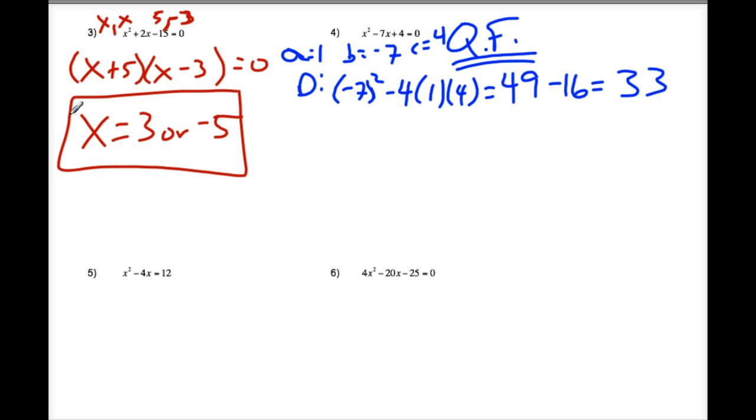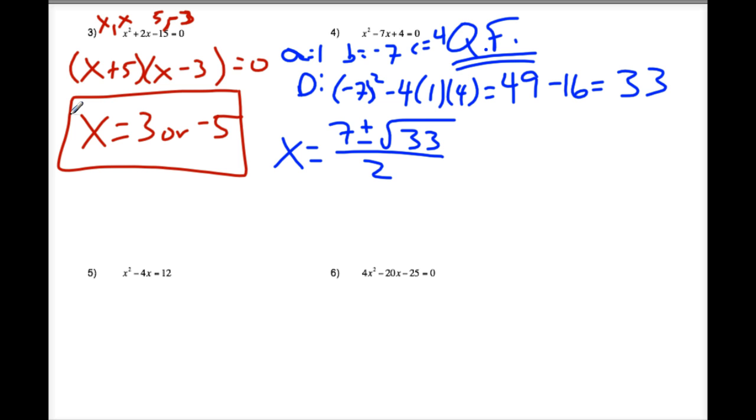Okay, so that means there's 2 real solutions. Let's find them. 7 plus or minus the square root of 33 all over 2. Notice, once we find that discriminant, guys, we don't have to do that b squared minus 4ac in there because we've already done it. Work smarter, not harder.